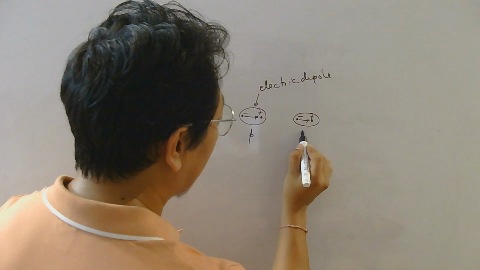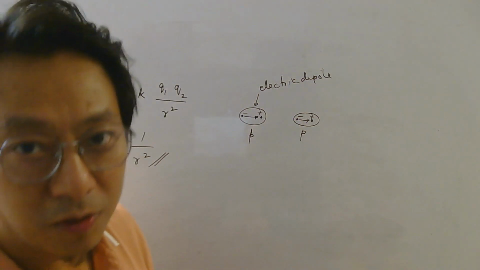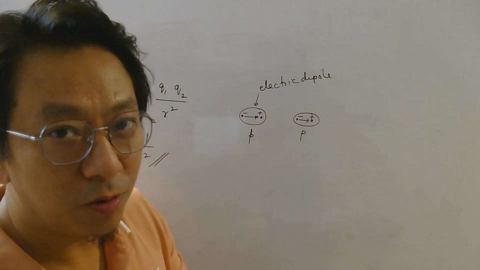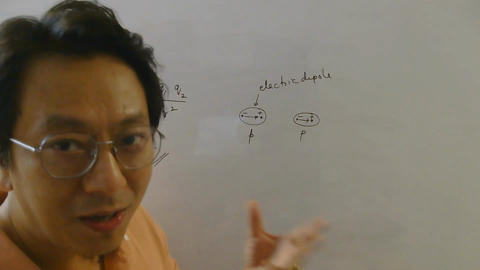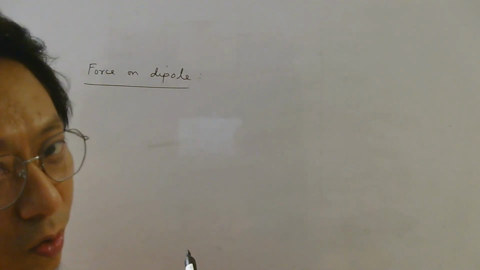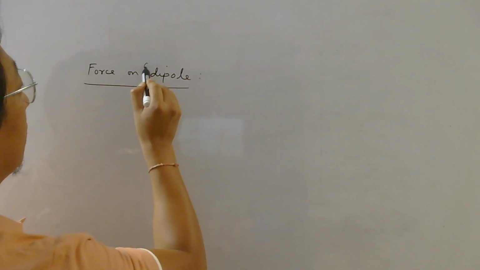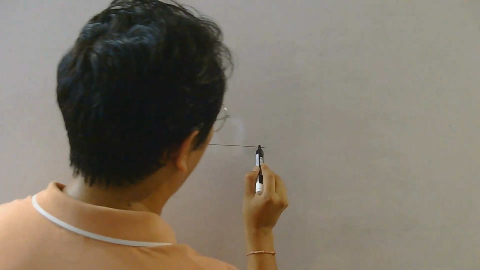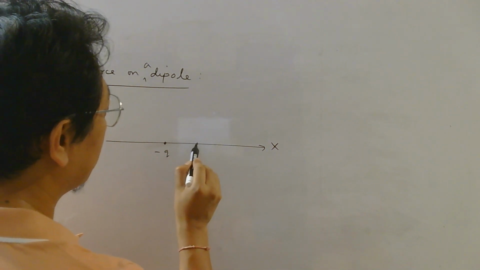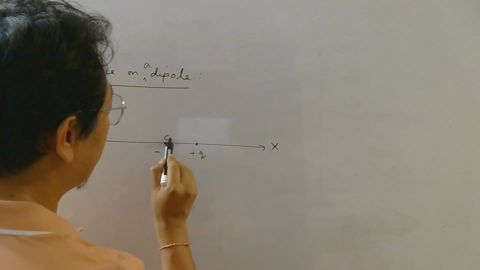Now, when you have two water molecules, the attraction between this dipole and this dipole is actually short range. So why is it short range? Let us try to see. Let us first find the formula for the force on a dipole. So imagine along the x-axis, I keep a dipole, -q and +q. Let us assume the dipole is short.